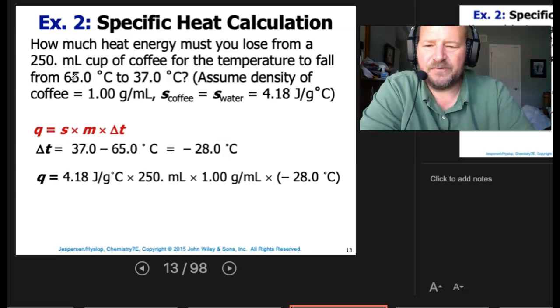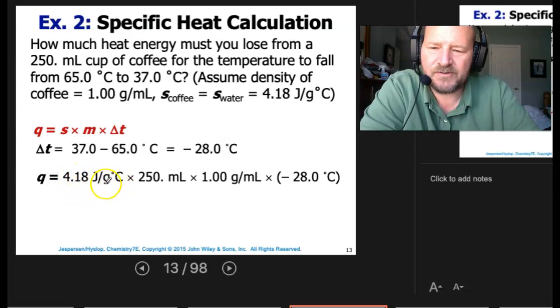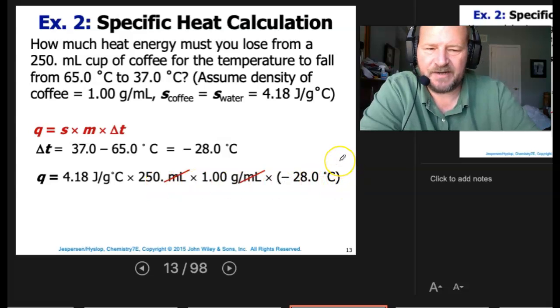Now we can plug into Q. We're going to assume that the heat capacity, or the specific heat for the coffee, is the same as water. So we're going to put in 4.18 joules per gram degree C. We're going to assume that's 250 grams. So it's going to be 250 milliliters times 1 gram per milliliter. That way our milliliters will cancel out. We'll have grams times our delta T, which is going to be the negative 28.